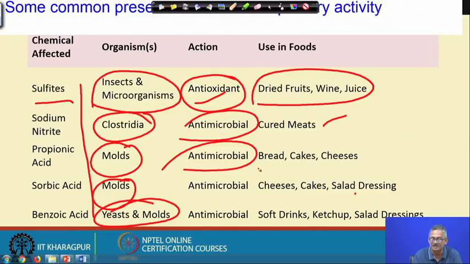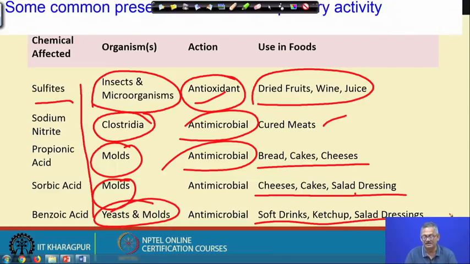They may be applicable in cured meats, bread and cakes, cheese cakes, salads, salad dressings, soft drinks, ketchup, all of these, right? So this is in one.